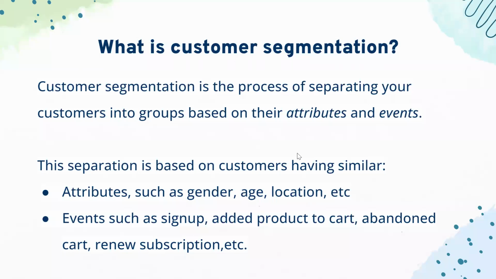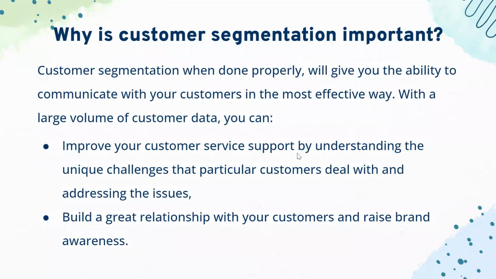But I'm putting this in context for you to understand, right? In the context of building our onboarding sequence, customer segmentation is the process whereby we put customers into different groups based on their attributes or events. What are attributes? Remember, attributes are information like the customer's gender, age, location, email address, first name, last name, etc. And events are the actions they take when using our products, such as sign up, added product to cart, abandoned cart, etc. So why is customer segmentation important?